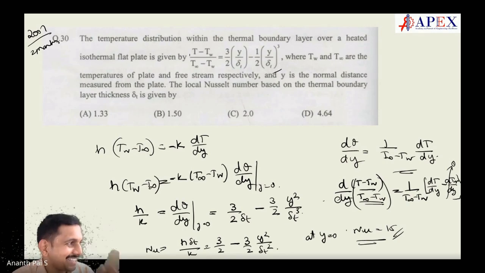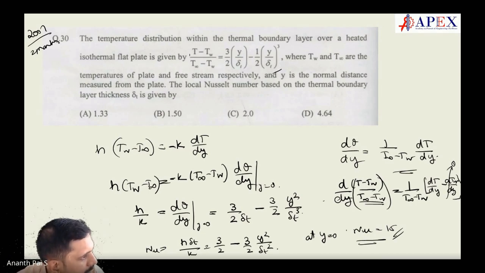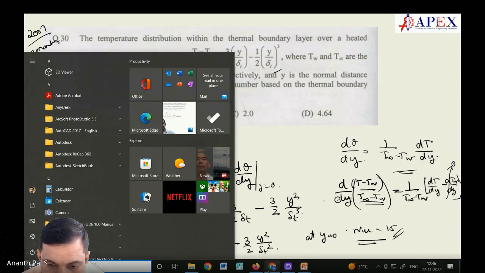So here, characteristic length. Yes, that x is the characteristic length, similar to Reynolds number. Makes sense? So what is the characteristic length here? Thermal boundary length. Makes sense? Chalo.